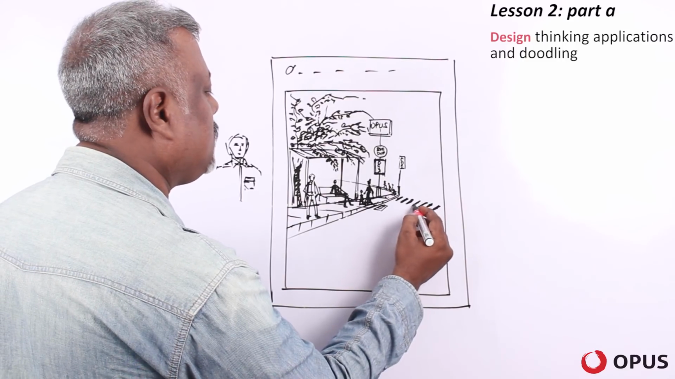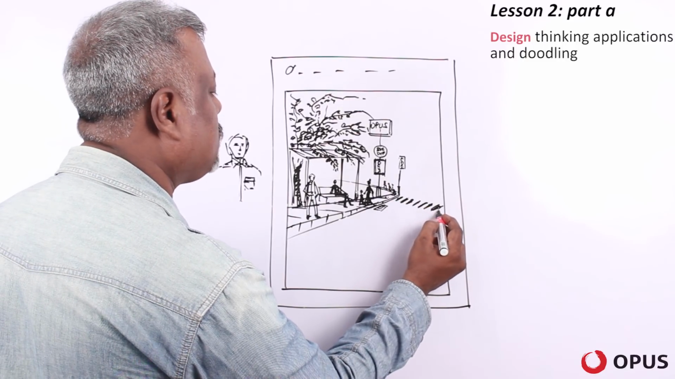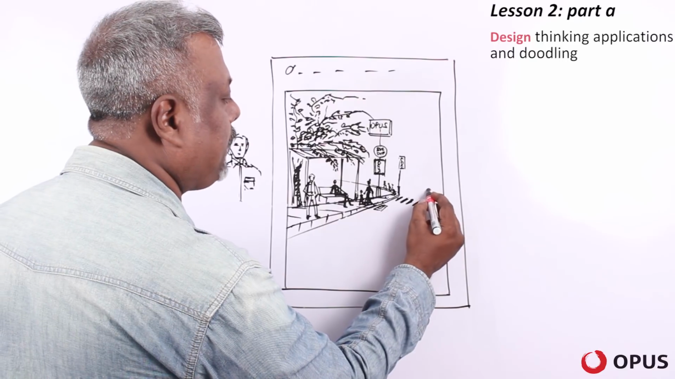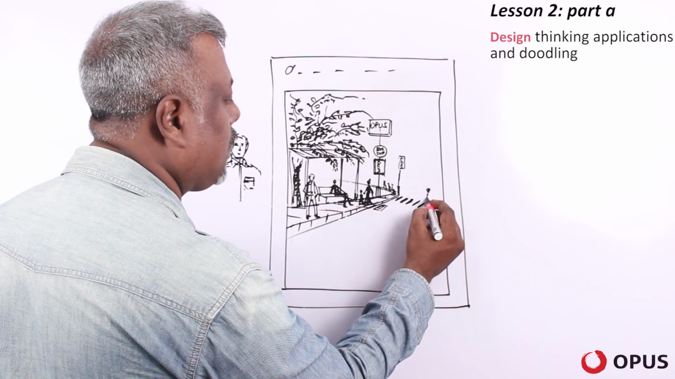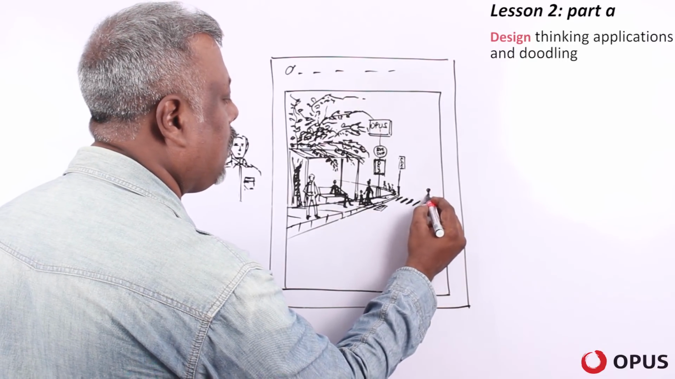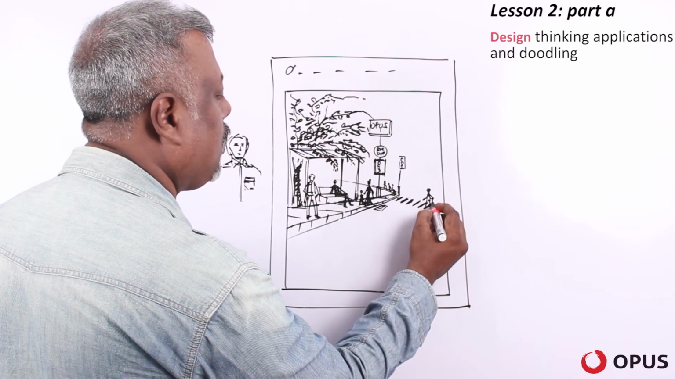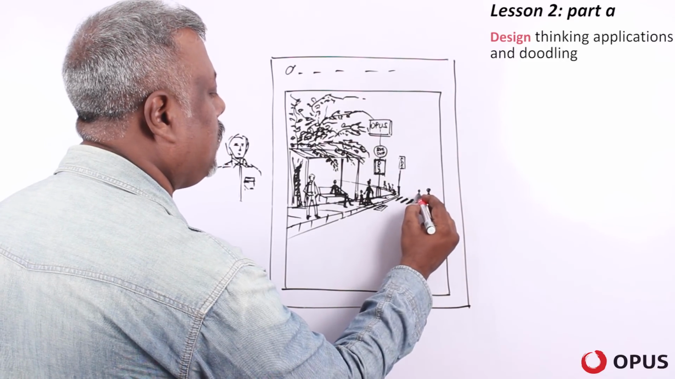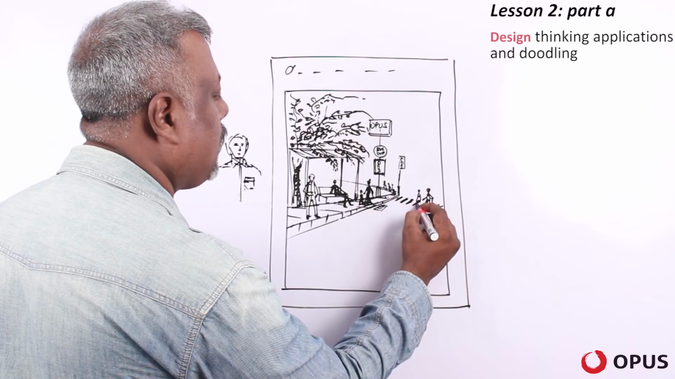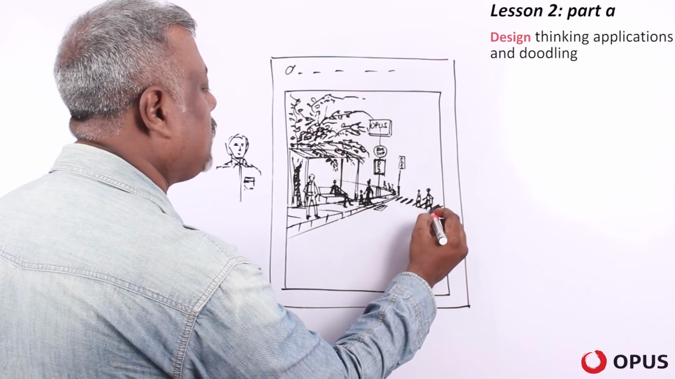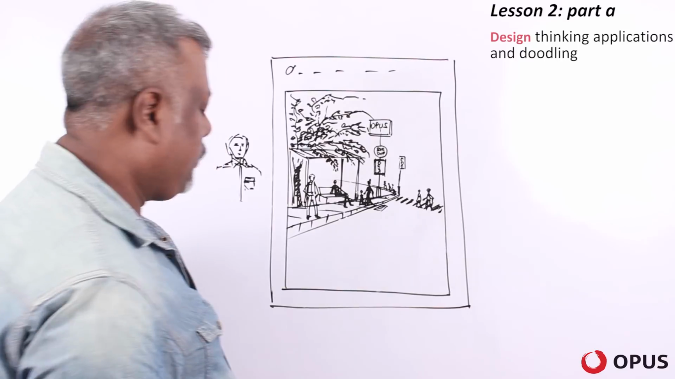Make the zebra crossing like this. It appears in this direction, and there are people who are crossing the zebra crossing. So that illusion of drawing has to be created.